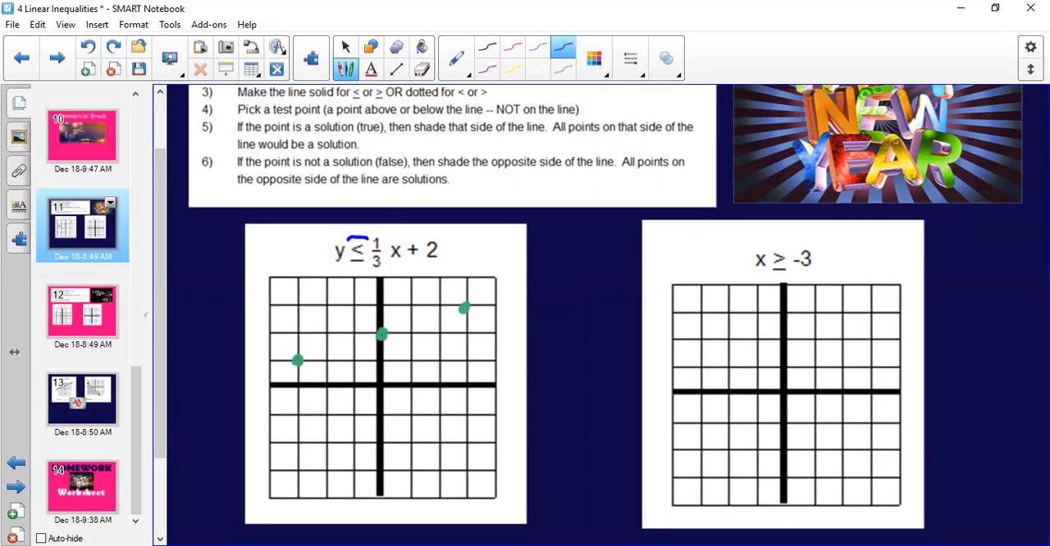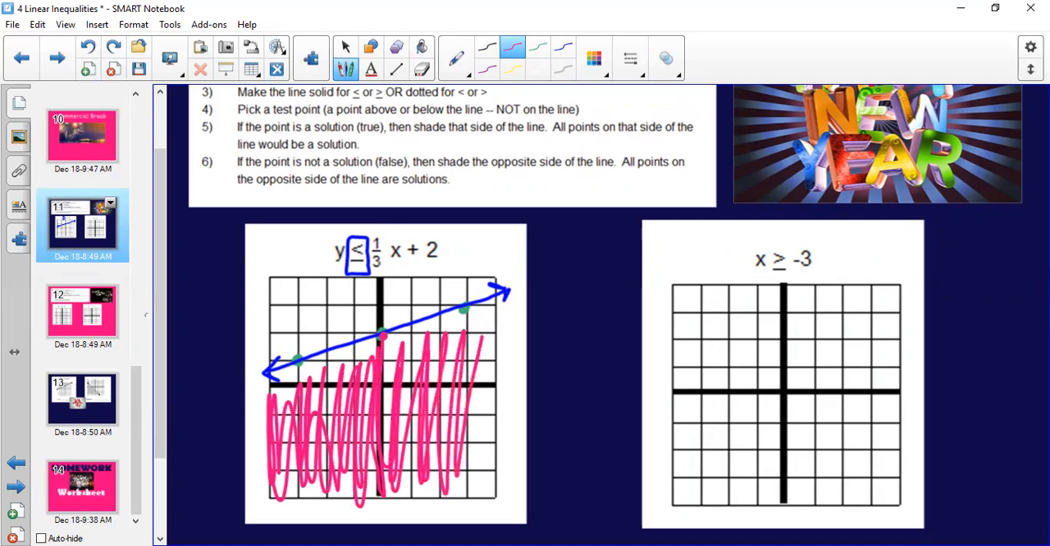This one is a less than or equal to. Equal to means it's part of our solution, so we can make that line a solid line since it's part of our answer. And if I would shade, I pick a point. Less than means down, so I'm going to shade all of the points below that line.